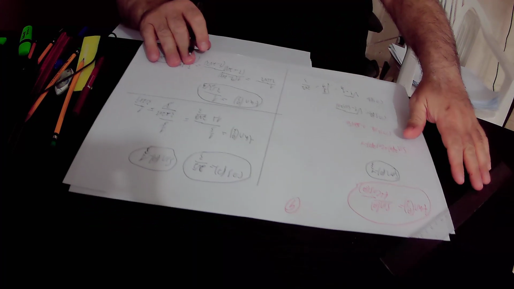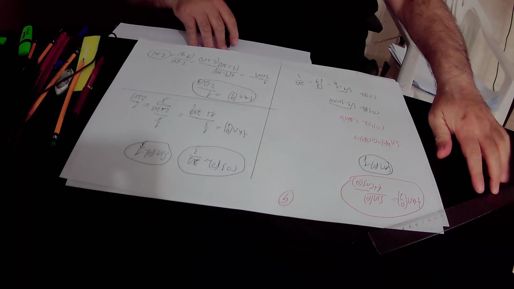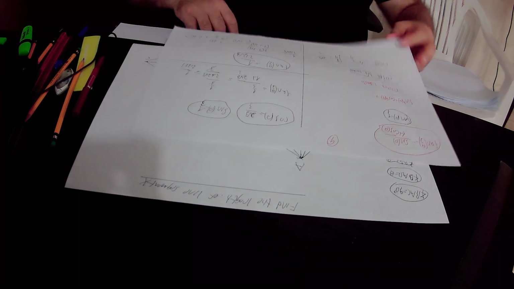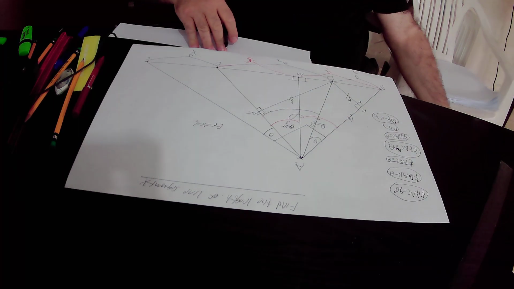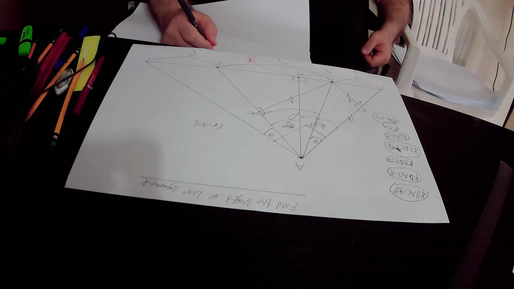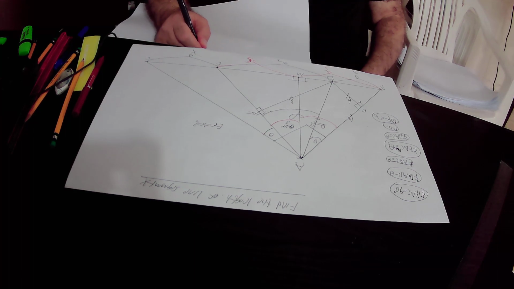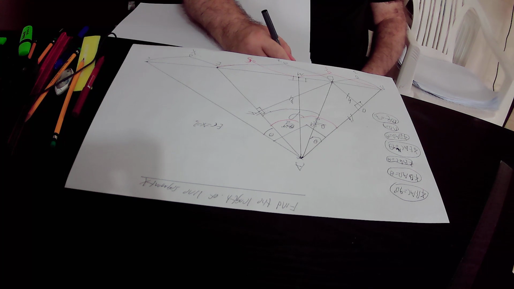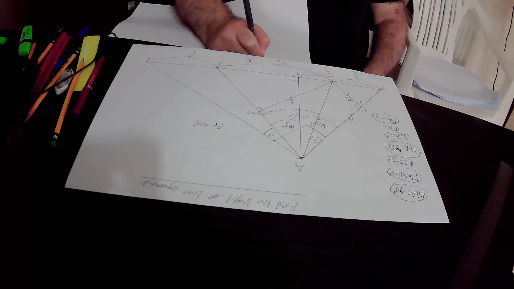That is to say, we actually found out that tangent theta over 2 is equal to 3 minus 2 times square root of 2.